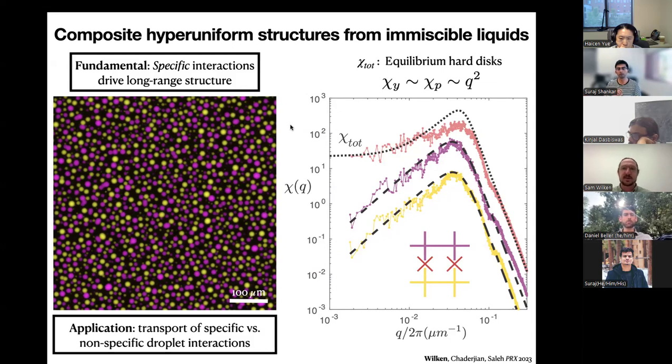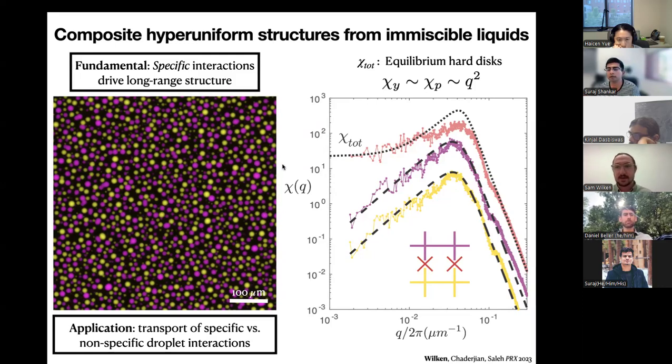This kind of result really drives home the fundamental point that the specific interactions that drive the phase separation are really responsible for the long-range hyperuniformity. But you also might imagine that there are some interesting applications you could think about for this kind of pattern. For example, biomolecular transport, where you'd imagine droplets that interact with a specific pattern, either the yellow or the pink, would have very different transport properties than a biomolecule that has a non-specific interaction to these droplets.